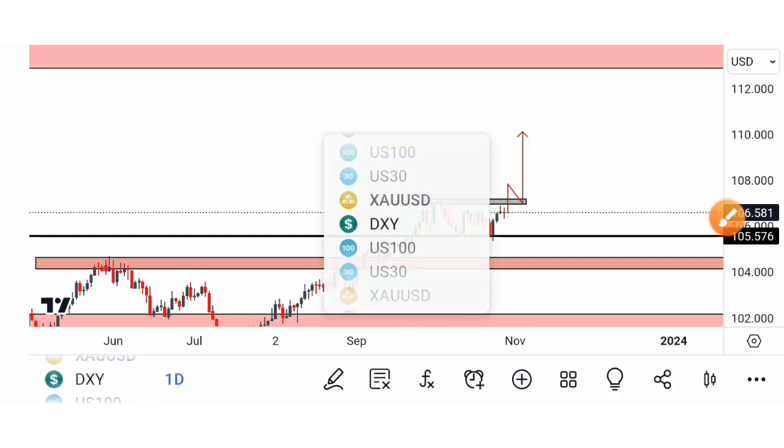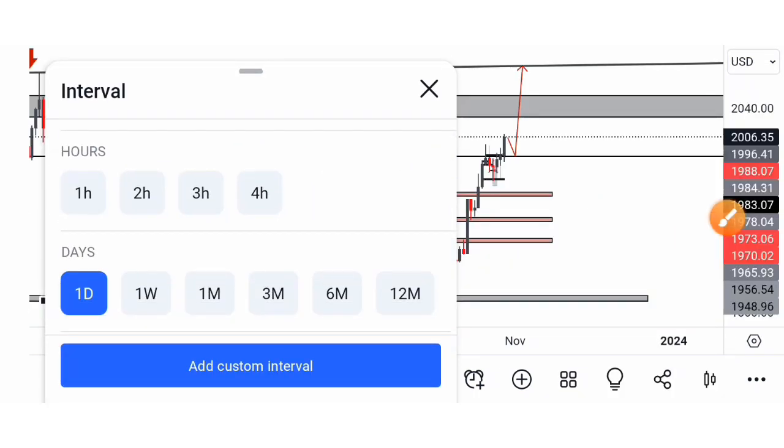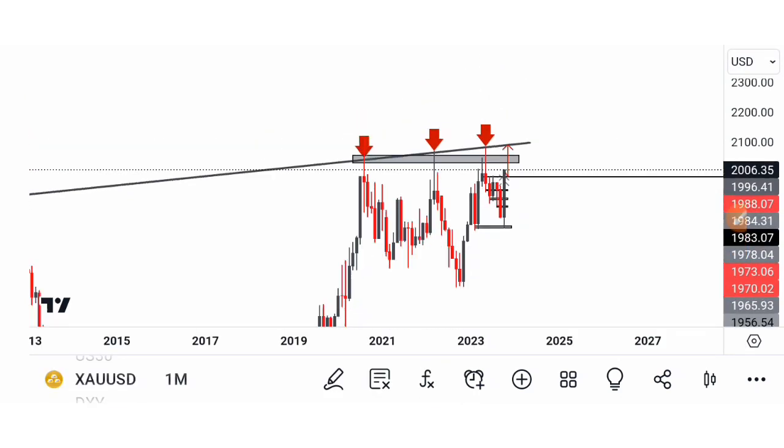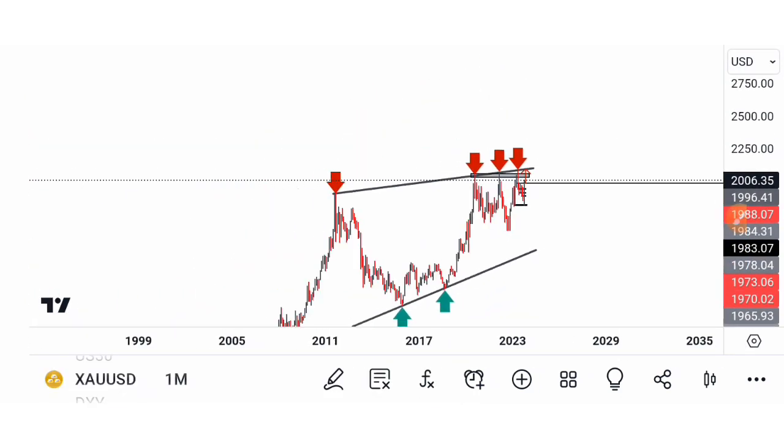Our next instrument for the day is gold. This is the instrument that I trade. Personally, I don't trade any other instrument. I'm bullish on this instrument at the moment, and I'll explain why.